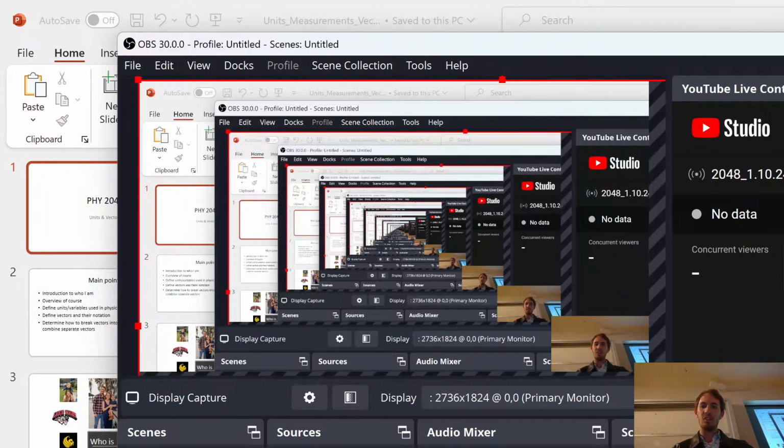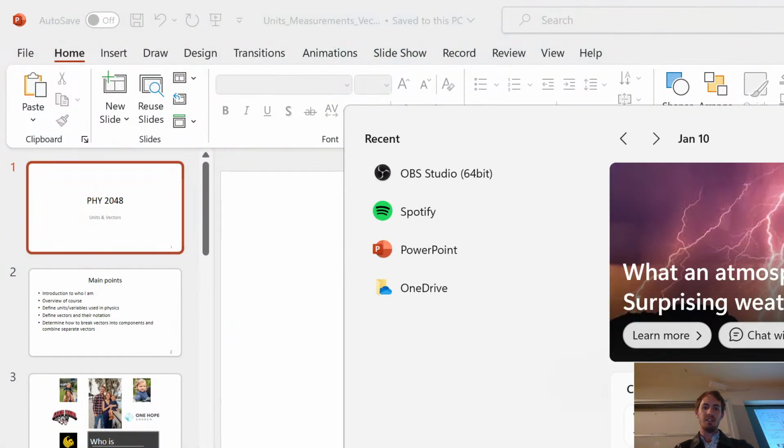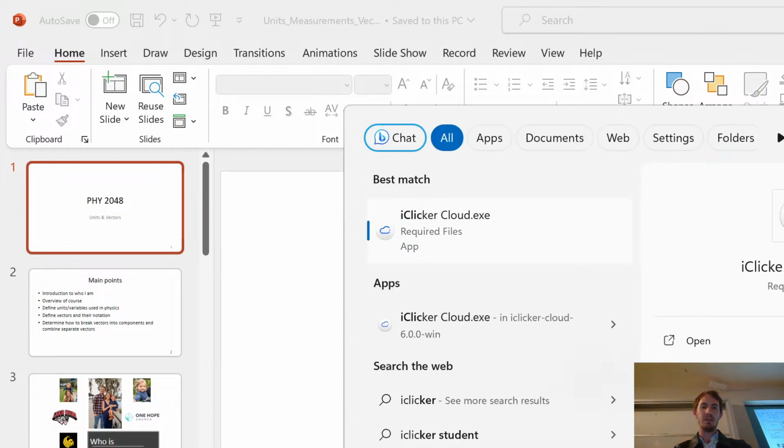The stream. Everything should be open except the iClicker software, which was open and now is gone forever.